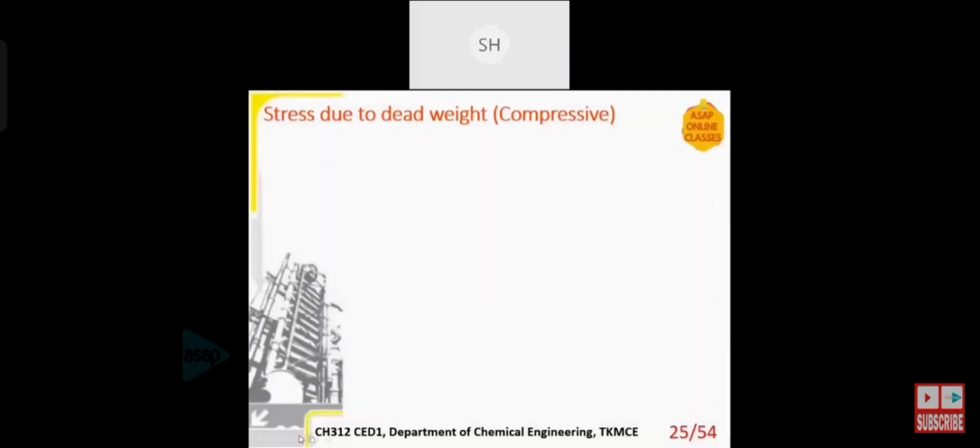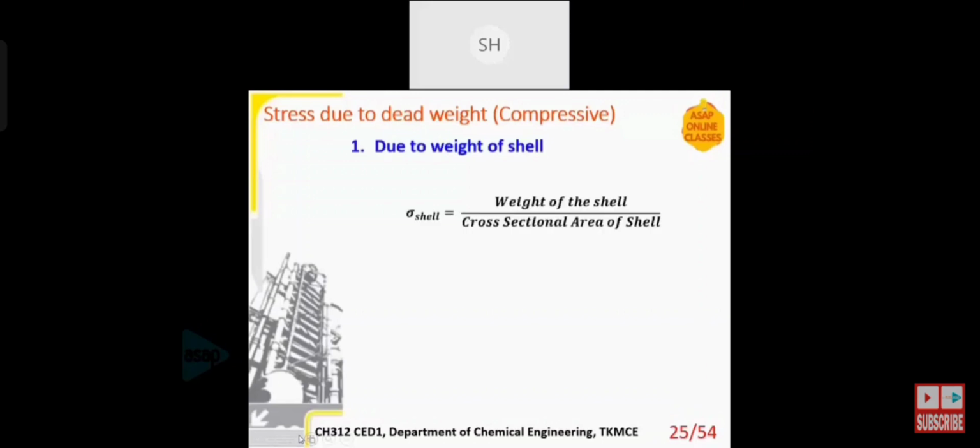Then the next part is due to the dead weight, or the compressive forces, we are analyzing. And dead weight, as I mentioned, includes the weight of the shell, insulation, attachments, etc. So these all are considered under the dead weight. First is the stress due to the weight of the shell. The shell itself will have a weight because of the material of construction. So sigma is weight of the shell divided by cross-sectional area of the shell. Stress is simply force divided by area. Weight here means the force applied in kilogram force per unit cross-sectional area.